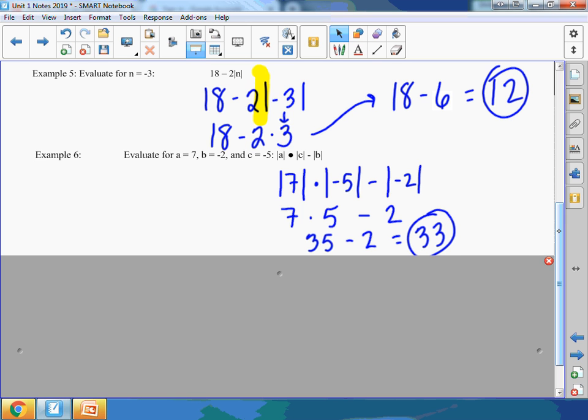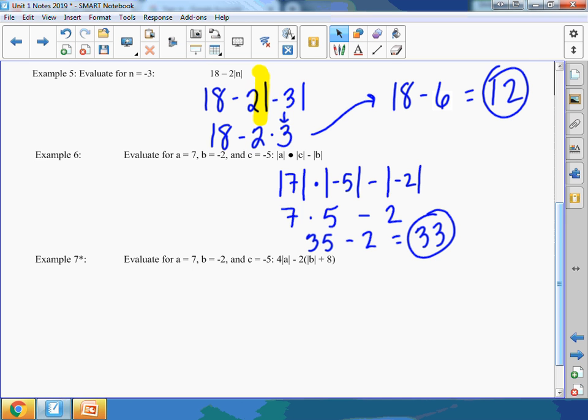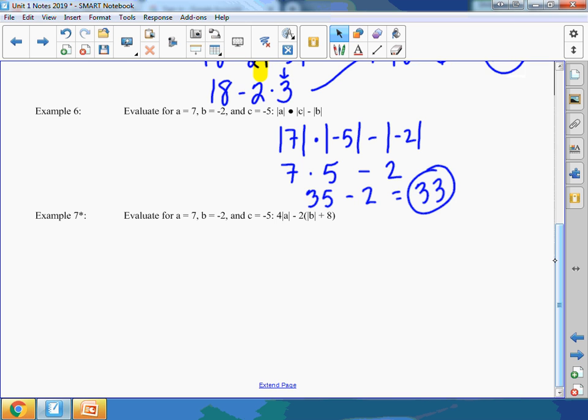I didn't ask you to do number 7, but I know some of us tried it. That would be like a next level type problem. The correct answer on 7 should have been 8. So if you want to try number 7 on your own, go ahead. Now you know what the answer should be. See if you could work it out and get that.